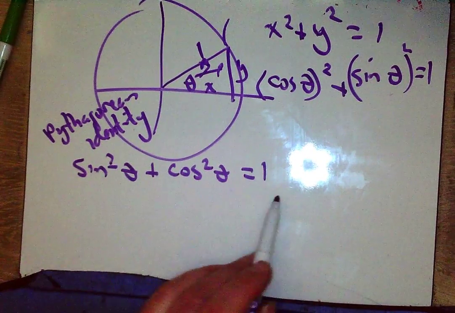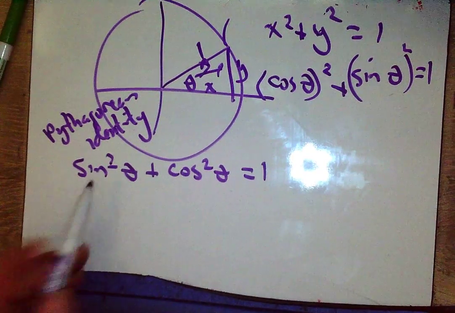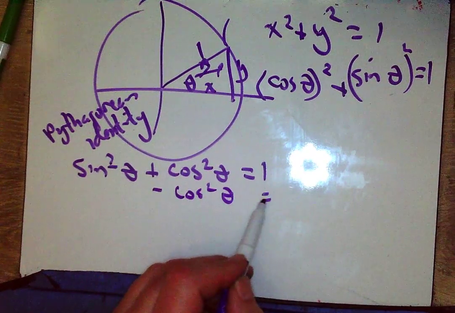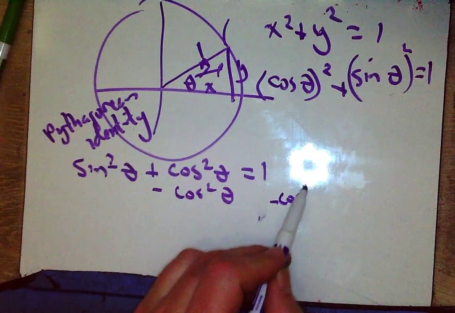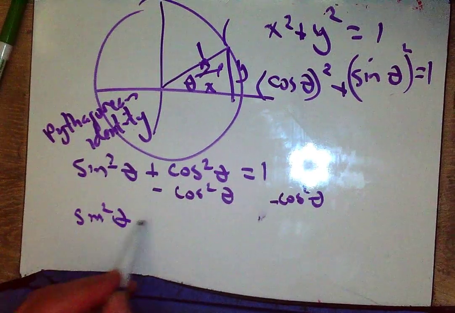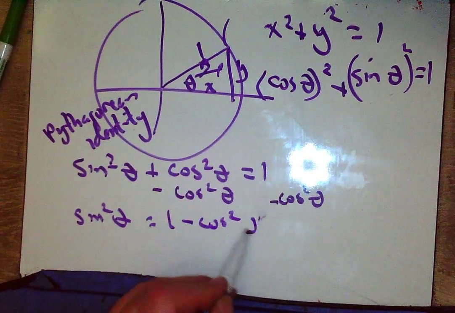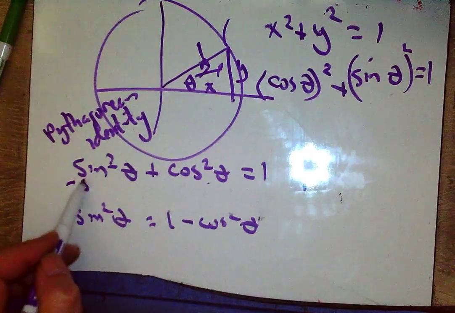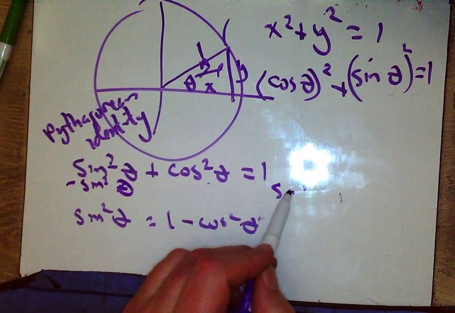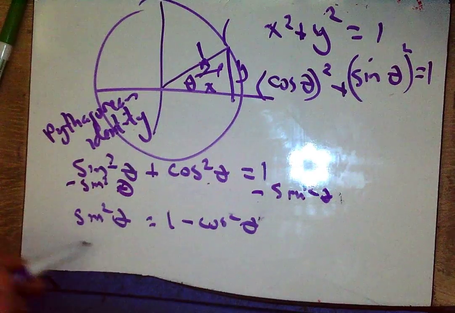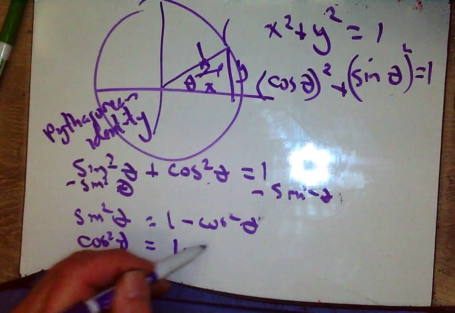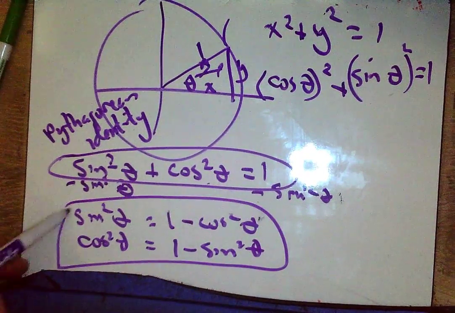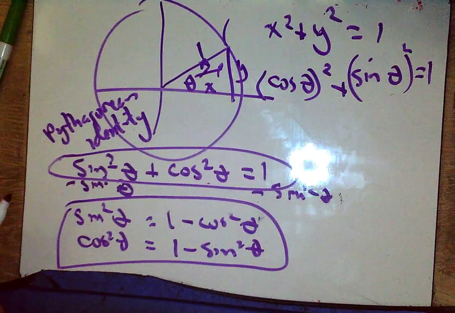And not only will you need to know these, like here's this, but hey, I could subtract cosine squared from each side and get that sine squared is equal to 1 minus cosine squared. Or, instead of subtracting cosine squared, I could subtract sine squared from both sides and get that cosine squared is 1 minus sine squared. Now, Pythagorean identity and these two rewritten versions of the Pythagorean identity.